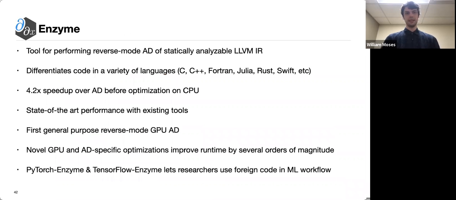Overall, Enzyme is, in conclusion, a tool for performing reverse and now forward mode automatic differentiation of statically analyzable LLVM-IR. Because it works at the low-level compiler, you can have a single tool which differentiates code in and between a variety of languages, be it C, Fortran, Julia, Rust, Swift, what have you. As we showed in the first half of the talk on the CPU, we're able to get a 4.2x speedup over AD by first being able to apply those optimizations. And this allows us to get state-of-the-art performance when compared with existing tools.